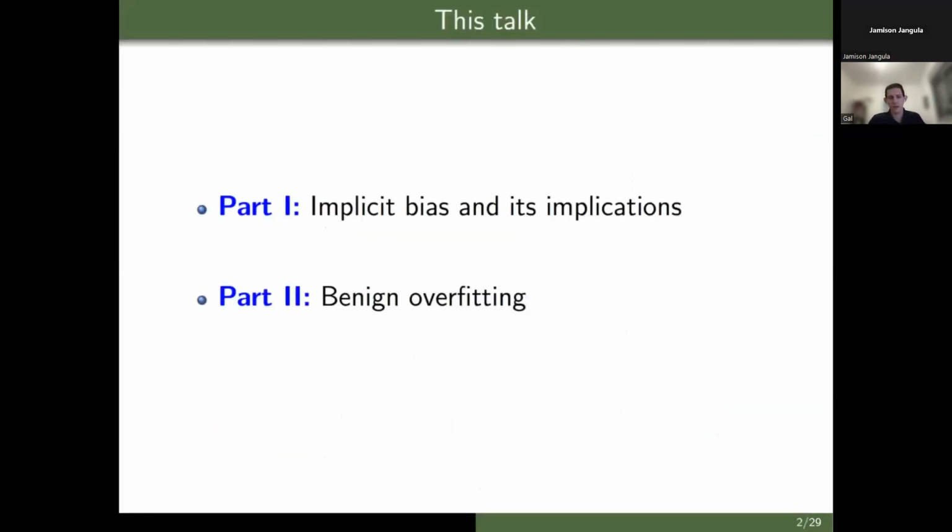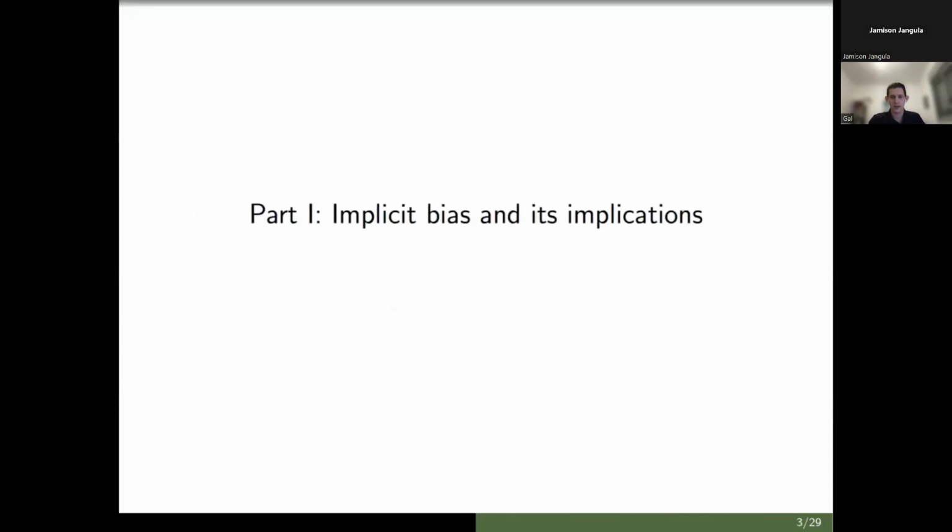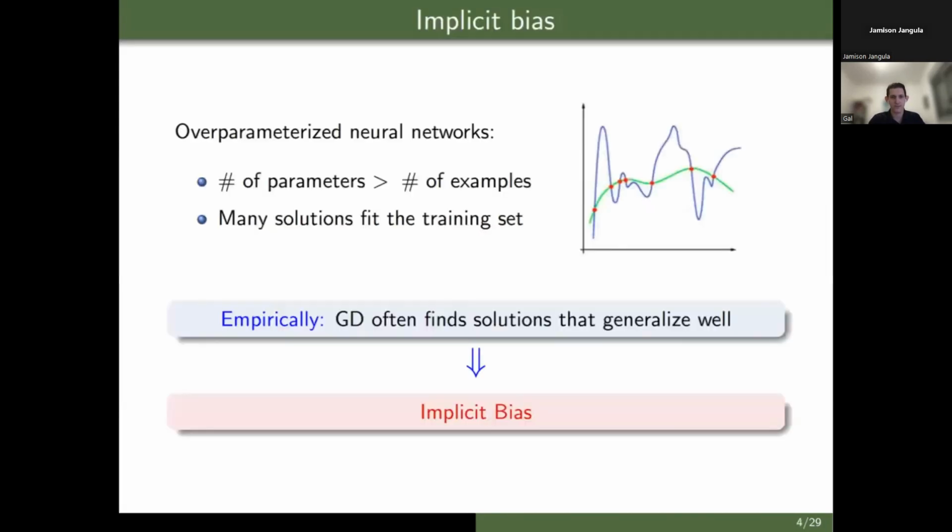Okay, so in this talk, we will have two parts. In the first part, we will discuss implicit bias and its implications. Then in the second part, we will focus on a related phenomenon, which is called benign overfitting. So let's start with the implicit bias.